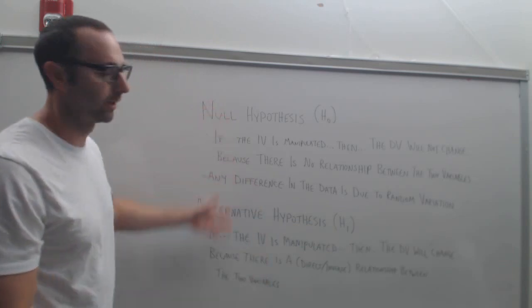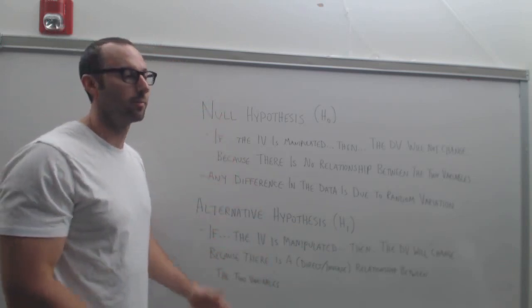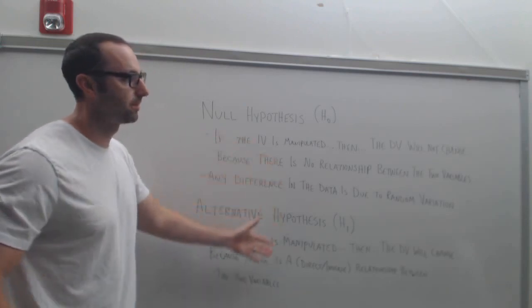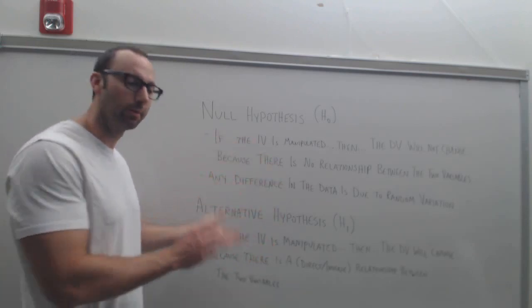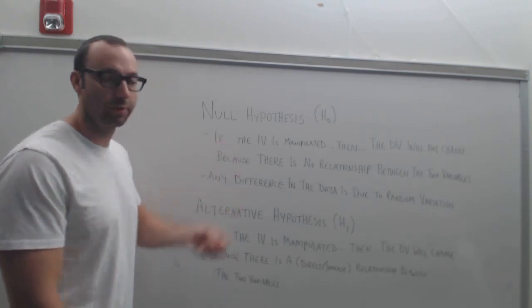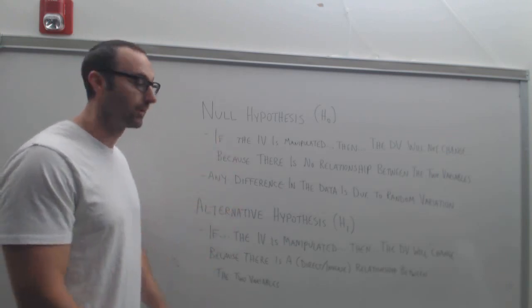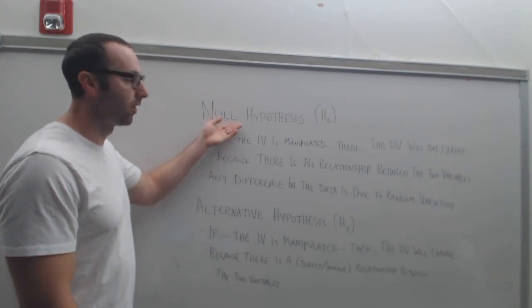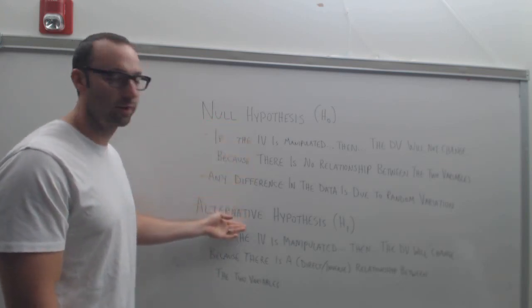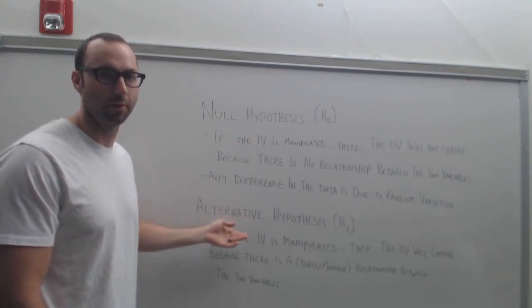The reason that you want to include these in an experiment is that prior to conducting the experiment, you want to have a relationship established between the independent variable and the dependent variable. This will allow you, after you conduct the experiment, to examine your data and determine whether the null hypothesis is supported or refuted, or whether the alternative hypothesis is supported or refuted.